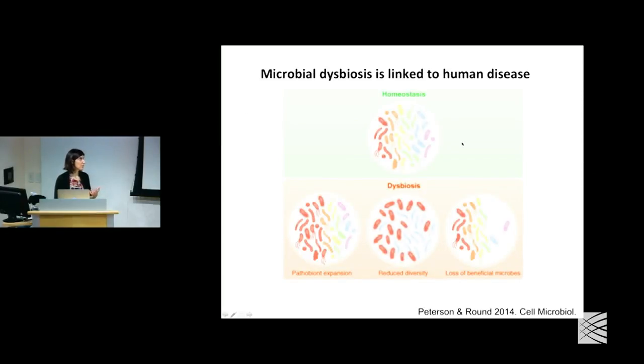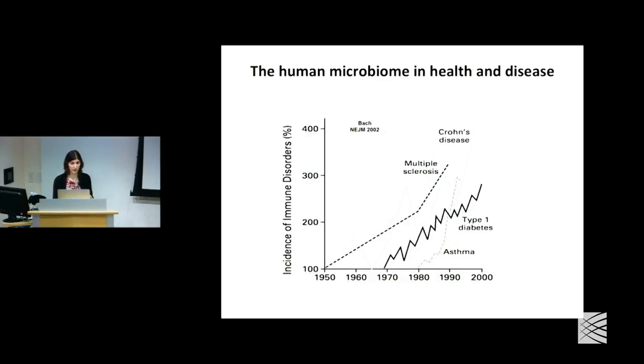But there's a balance there. And so no matter what your microbial community is, it's in some sort of balance with itself, and it reaches homeostasis, and for the most part, you're healthy. The problem comes when you have a dysbiosis. So there can be an expansion of some pathogen. You could have reduced diversity, for example, due to antibiotic treatment. Or you could, for some reason, lose beneficial microbes. And then the shift changes. And these are the instances where we think that the microbial community in your gut could affect your health.